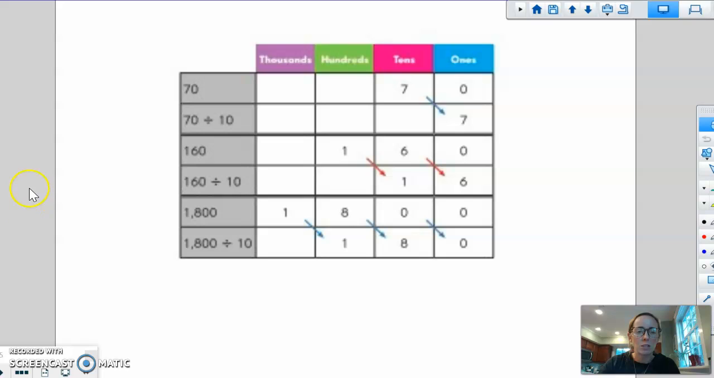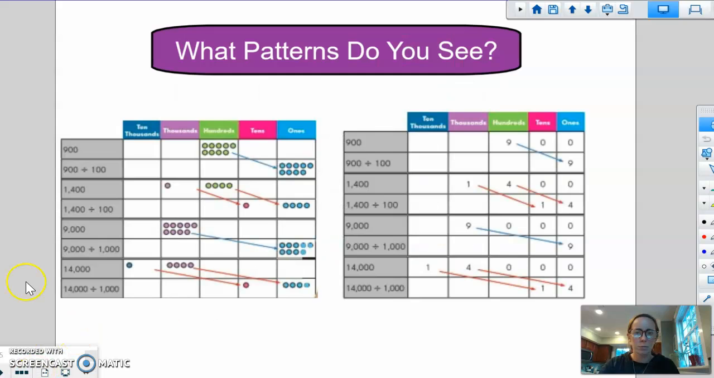Now, if we take a look at just the numbers, I have 70. If I divide that by 10, what you should notice is that you are basically losing that 0 at the end of the number. So I go from 70 divided by 10, I get 7. 160 divided by 10, I get 16. 1,800 divided by 10, I drop off just 1 zero and get 180.